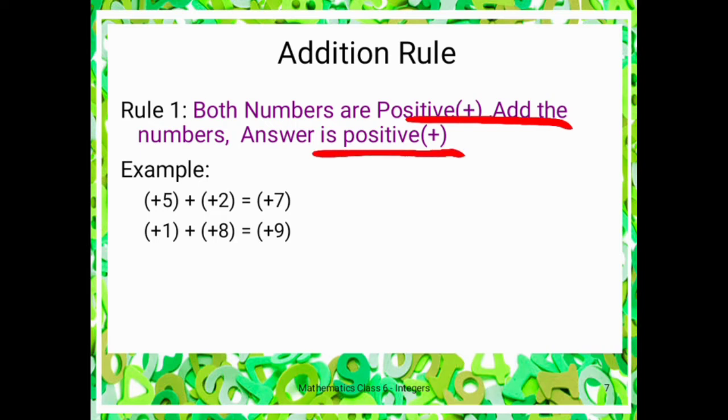That is +5 plus +2 equal to +7. We use these positive and negative signs only with integers. Usually if you add two positive numbers, we simply write 5 plus 2 equal to 7. But here we are using both negative and positive integers, so that's why the positive sign is written along with the number. So +5 plus +2 is equal to +7, and +1 plus +8 is equal to +9.